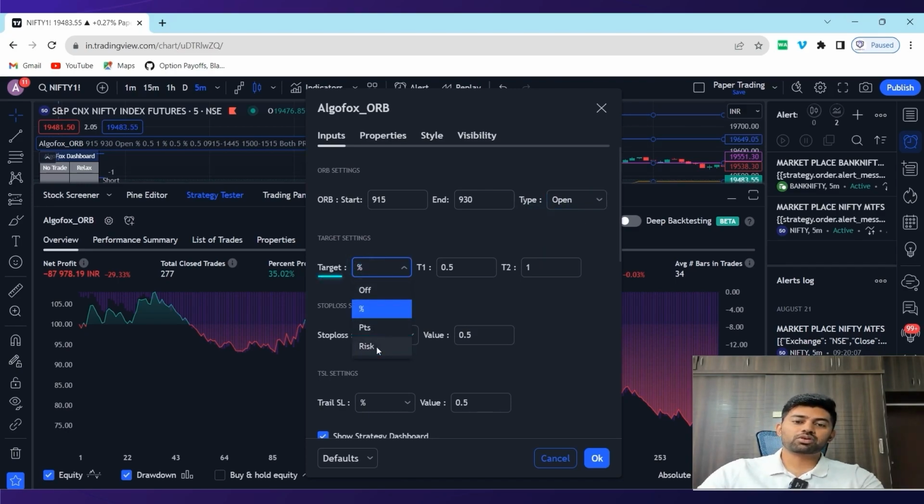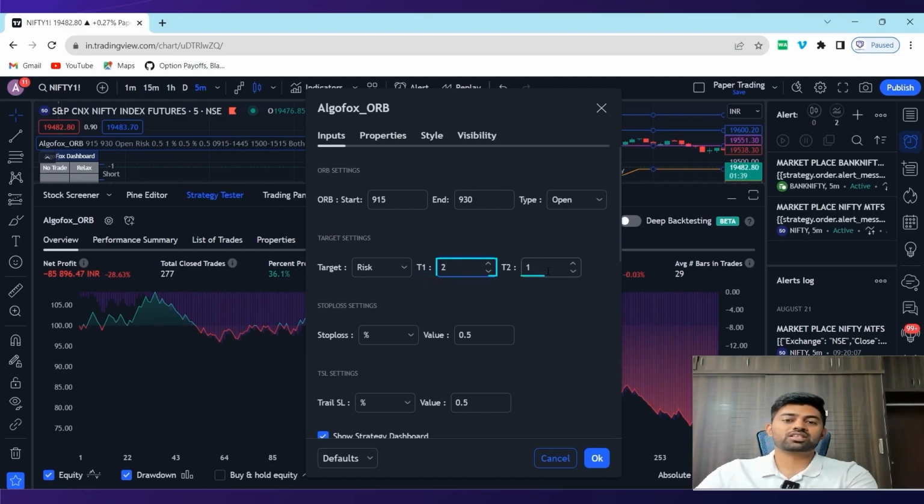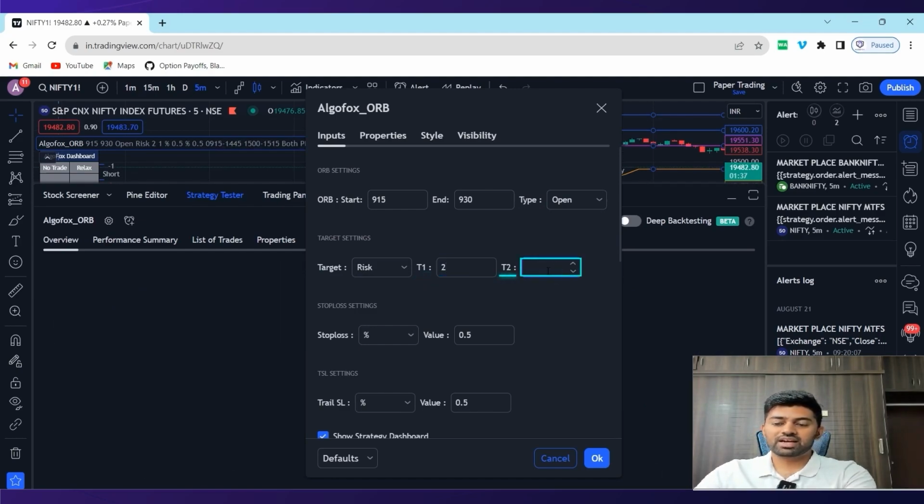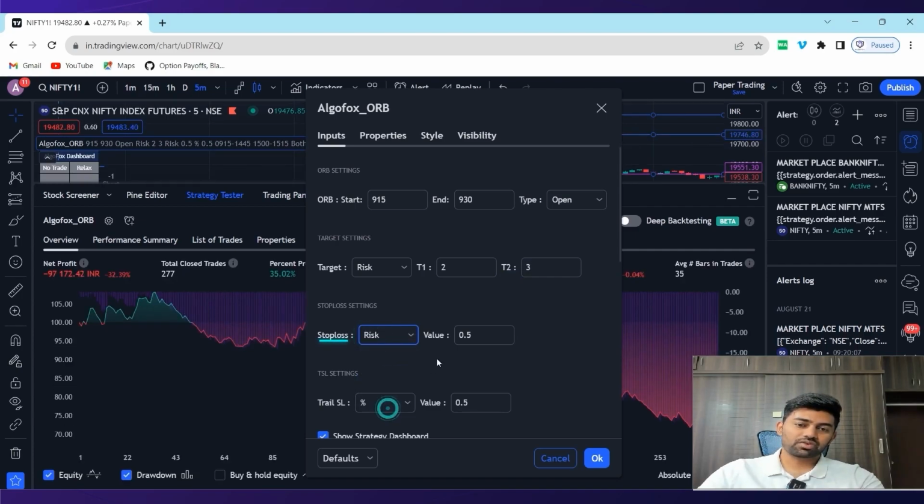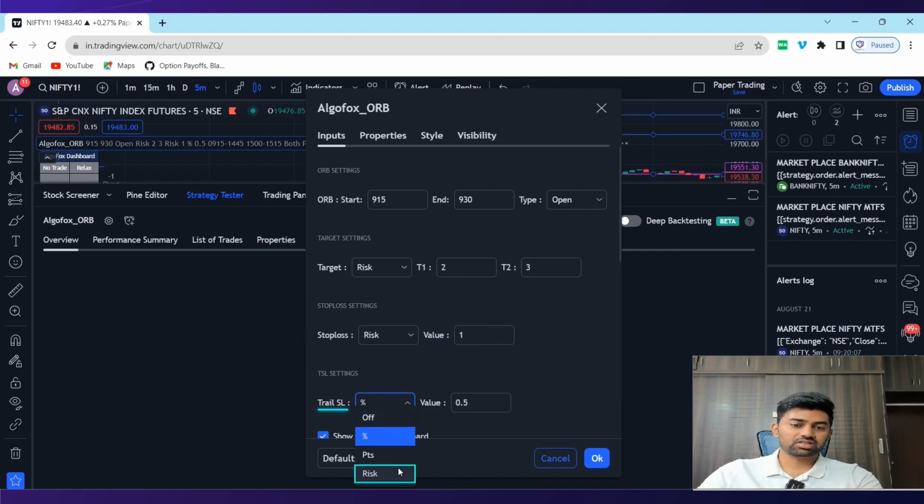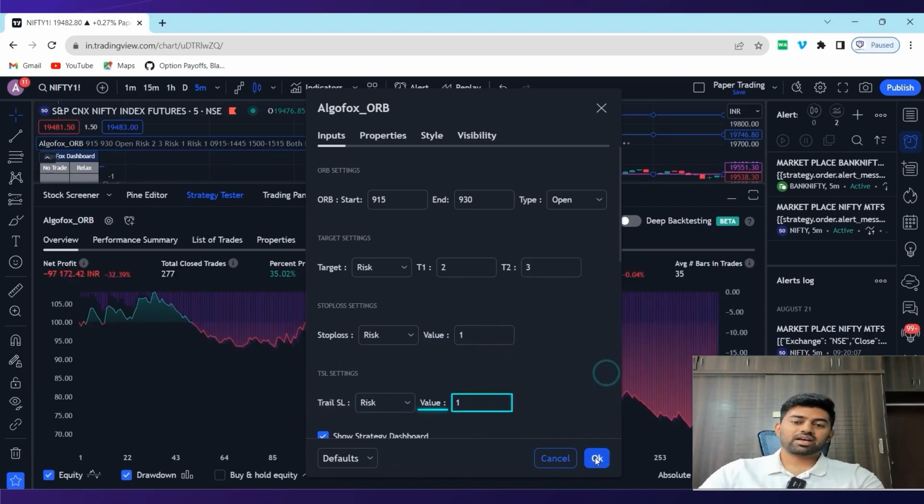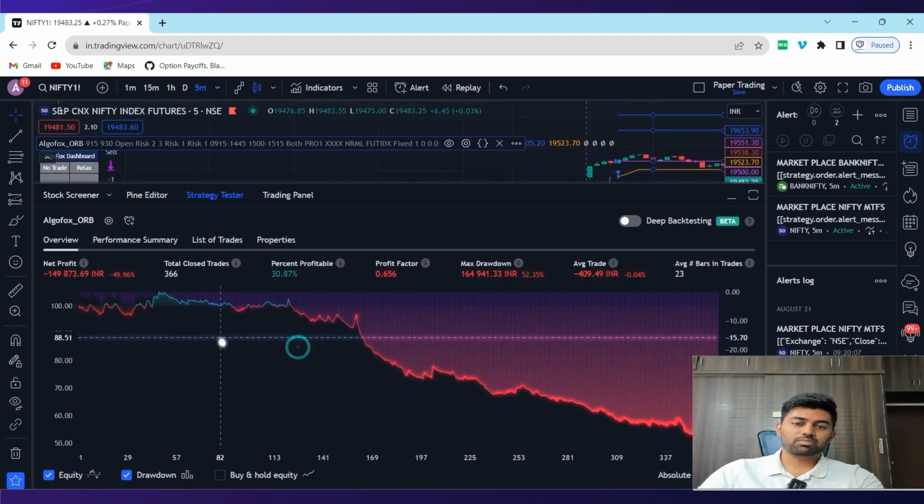Based upon the points of risk, I can define that whatever risk I am taking, I want 2x profit as target 1 and 3x profit as target 2. Similarly, stop loss will be based upon risk. So whatever is the risk, and trailing stop loss can also be based upon the risk. And if I add all these values, this is how the backtest report looks like.